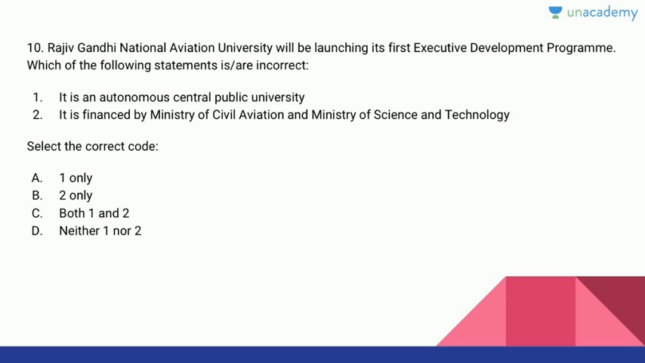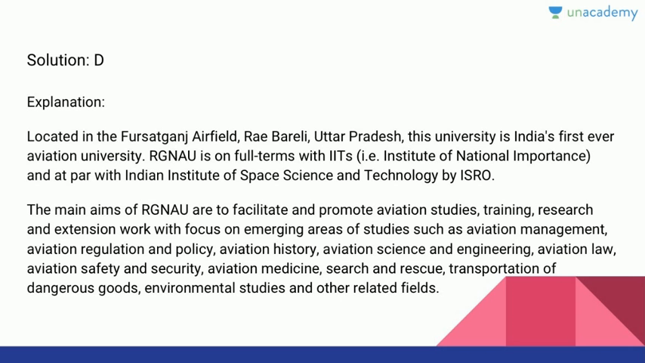It is an autonomous central public university. This is absolutely wrong. And it is financed by the Ministry of Civil Aviation and the Ministry of Science and Technology. This is also wrong. So the answer is D. It is located in the Fursatganj airfield, Raebareli, UP, and this university is India's first ever aviation university.